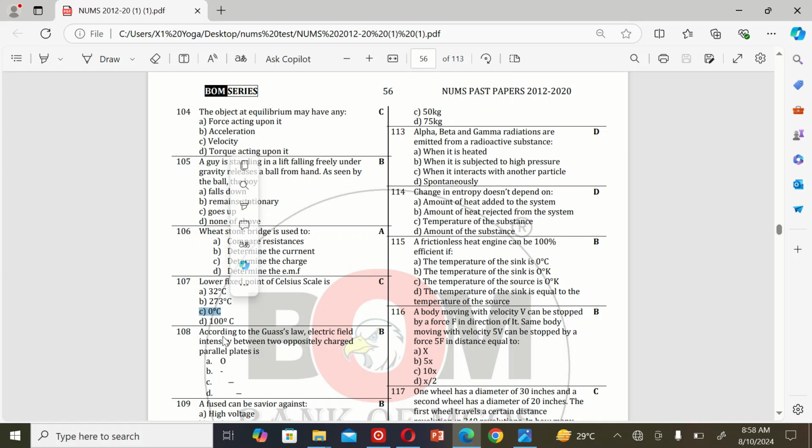The next MCQ is: according to Gauss law, the electric field intensity between two oppositely charged parallel plates is.